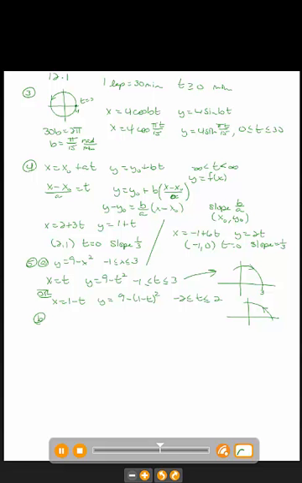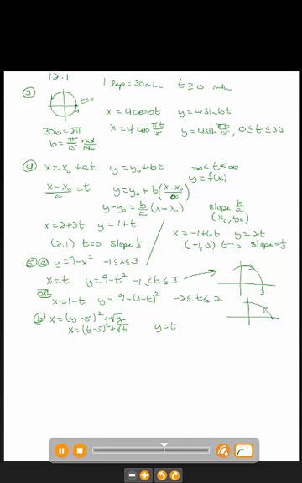Part B. Part B wants us to do x equals y minus 5 squared plus the square root of y and turn it into parametrics. Okay, don't make this one tough. I would let the y equal t, and then the x would equal t minus 5 squared plus square root of t.